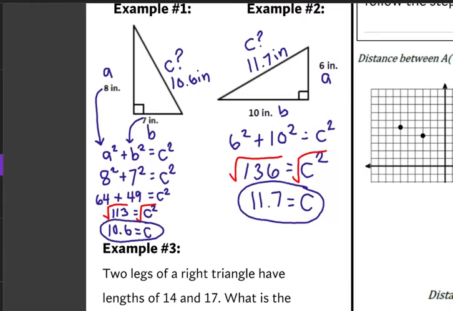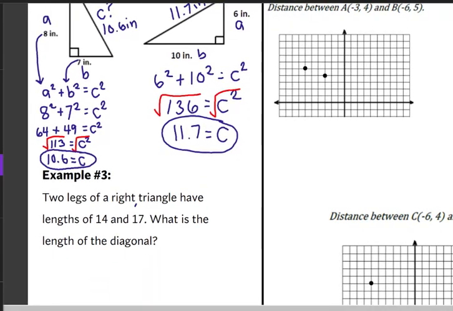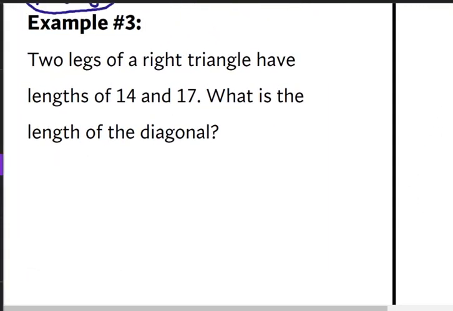Now this third type is very similar, but there's no picture to go with it. You can draw a picture if that helps you to visualize it, or you can just use the information that's there. It says that two legs of a right triangle have lengths of 14 and 17. What is the length of the diagonal? Okay, so I've got these. Wow, that's not a great triangle. Let's try again.